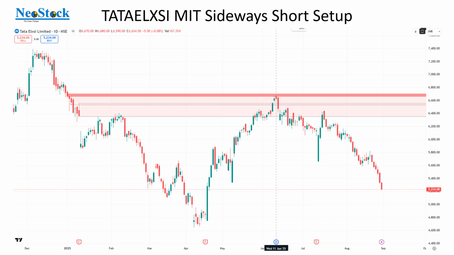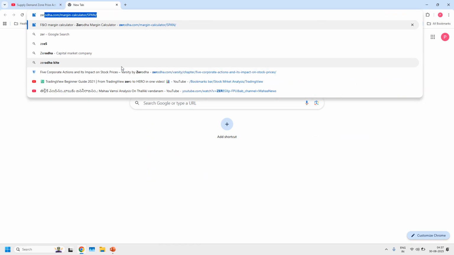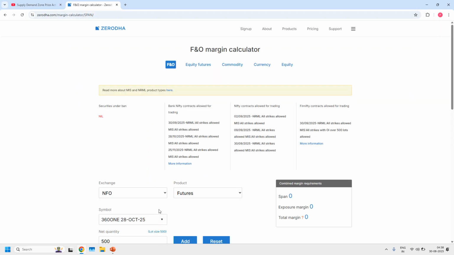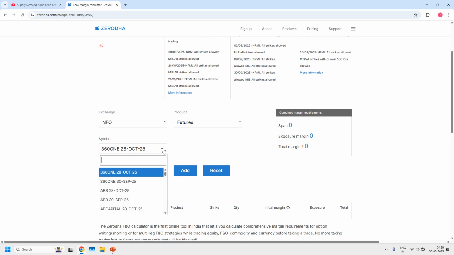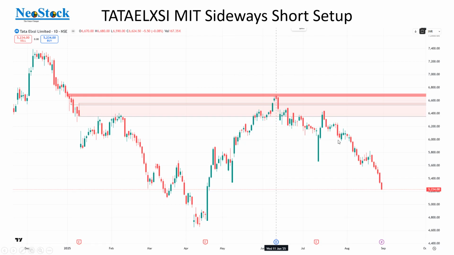We will calculate approximately how much profit we would have got. Let me open Zerodha's margin calculator. This is Tata LXC, right? I'm not calculating the ROIs, just checking the lot size. 100. So 700 into 100, 70,000 rupees profit we would have got. In 15 trading sessions, approximately, you would have got 70,000 rupees profit from Tata LXC.